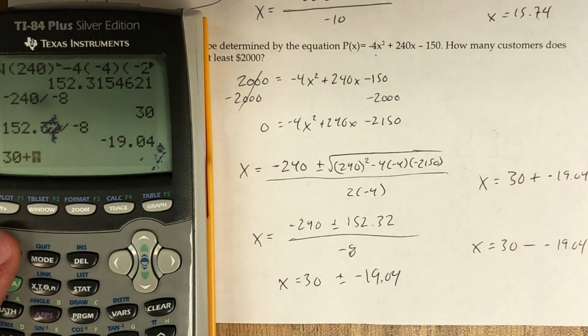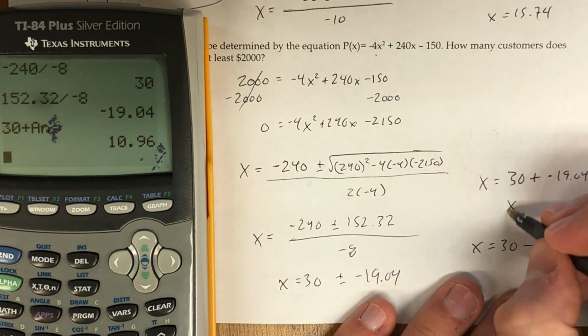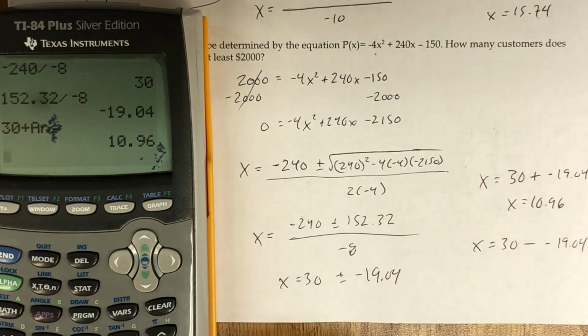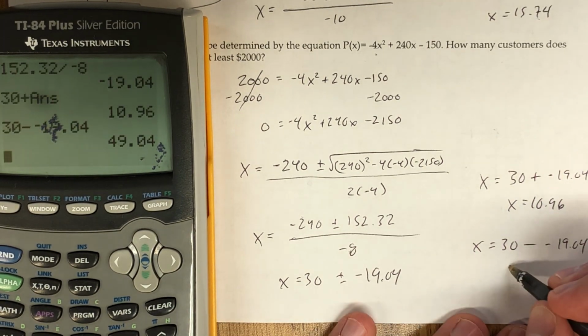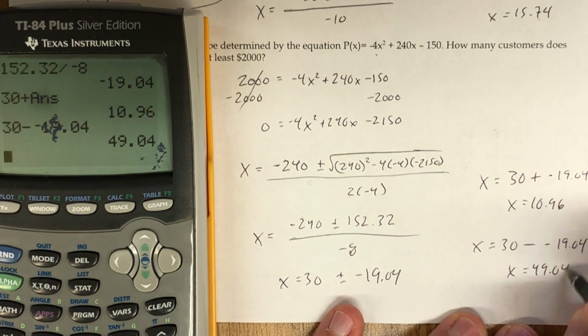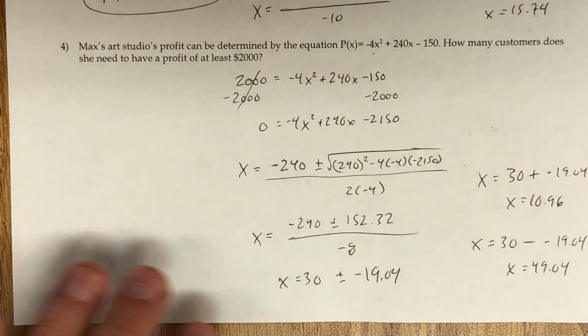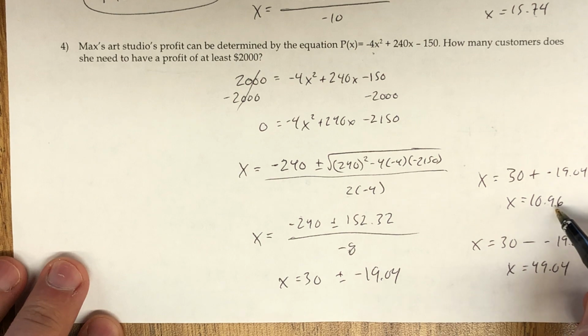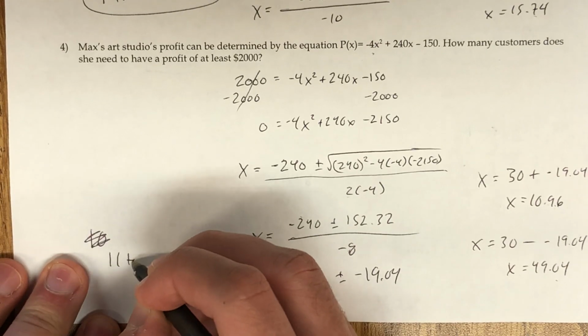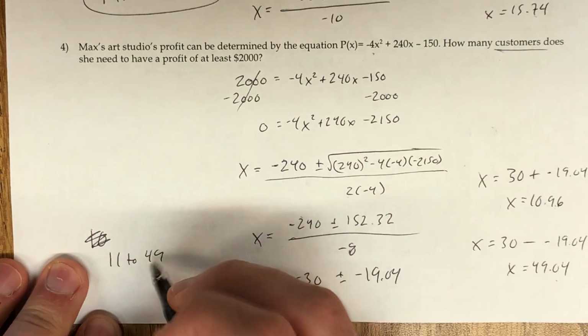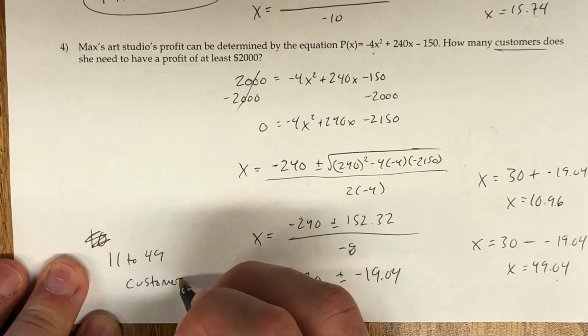So 30 plus that would be 10.96. 30 minus negative 19.04 would be 49.04. So again, we round up from the left, round down from the right. So it'd be 11 to 49 customers. And there you have it.